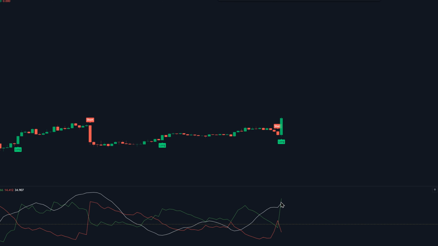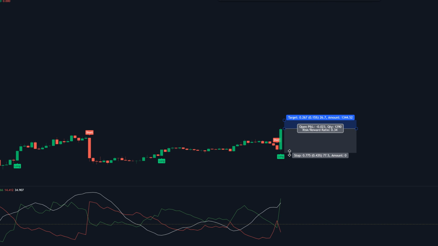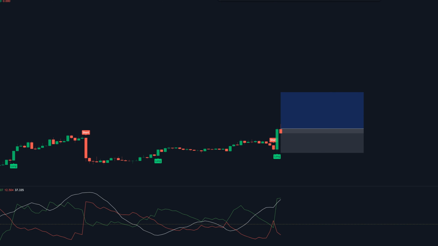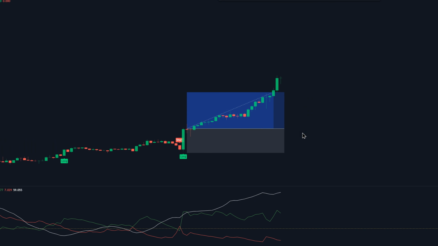If any of these conditions isn't met by the time the long signal is printed, you simply skip that setup. All the entry conditions are met on this candle, so we're going to enter a long position. Set the stop loss right below the most recent swing low. For the take profit, we're going to set it at 1.5 times the risk. Letting this trade run, and it hits take profit.